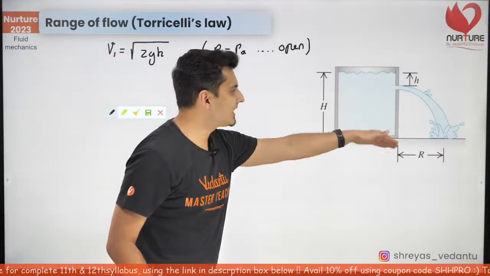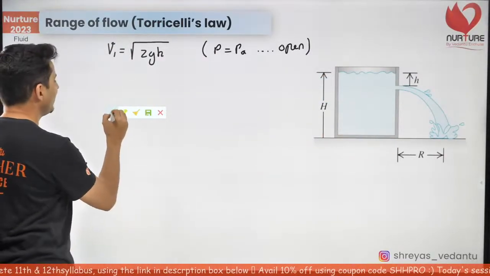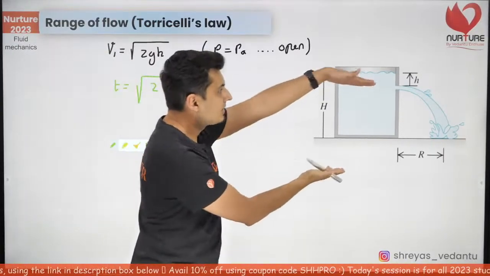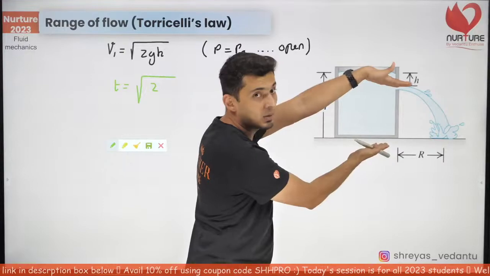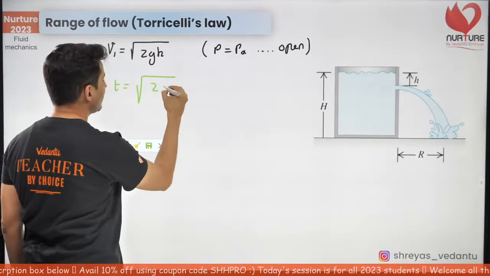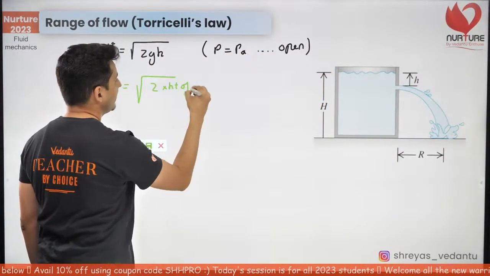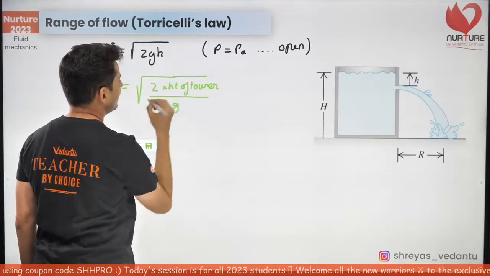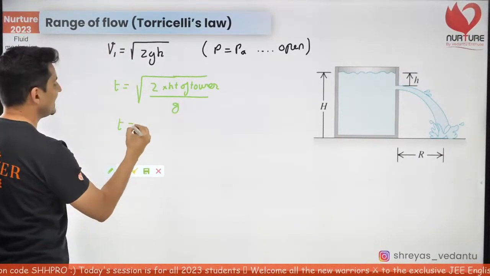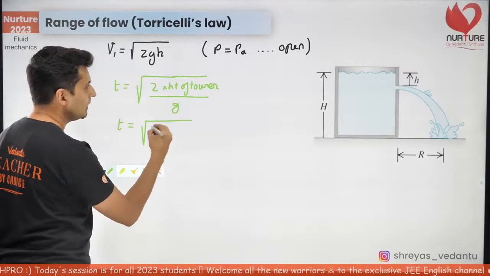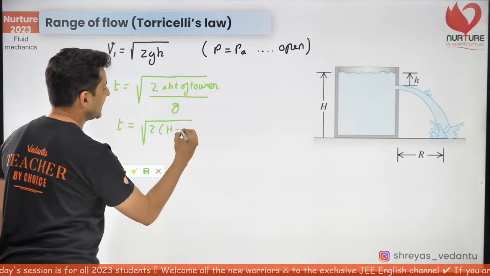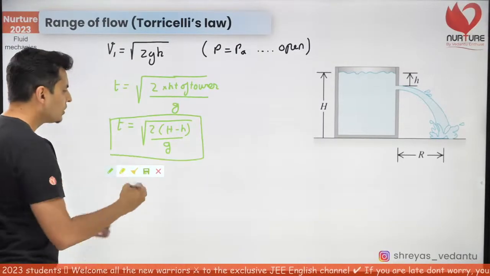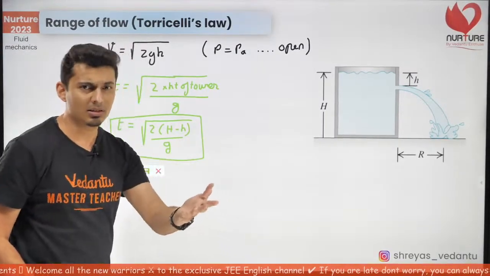What is the time of flight? The time of flight, we all know, is basically the root of 2 times the height of the tower, divided by G. That was the formula. So essentially, the time will be the root of 2 into H minus h, divided by G. So that's what the time will be. You don't have to remember this, this is obvious.